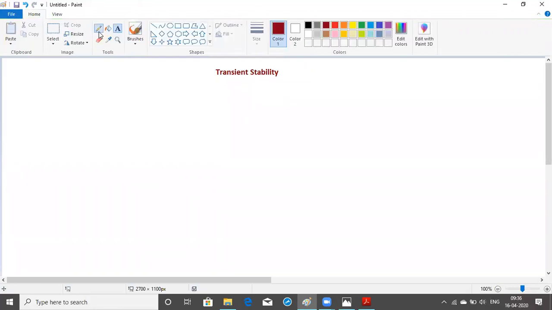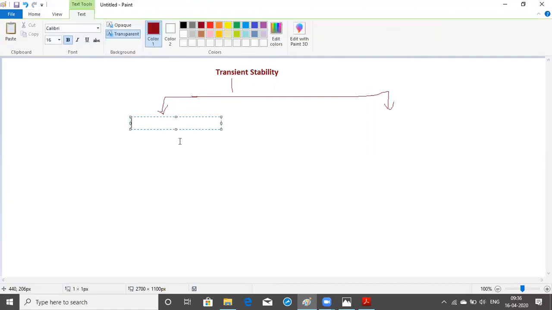In order to determine this transient stability, usually we have two methods. Method one is the graphical method. Method two is the numerical method.